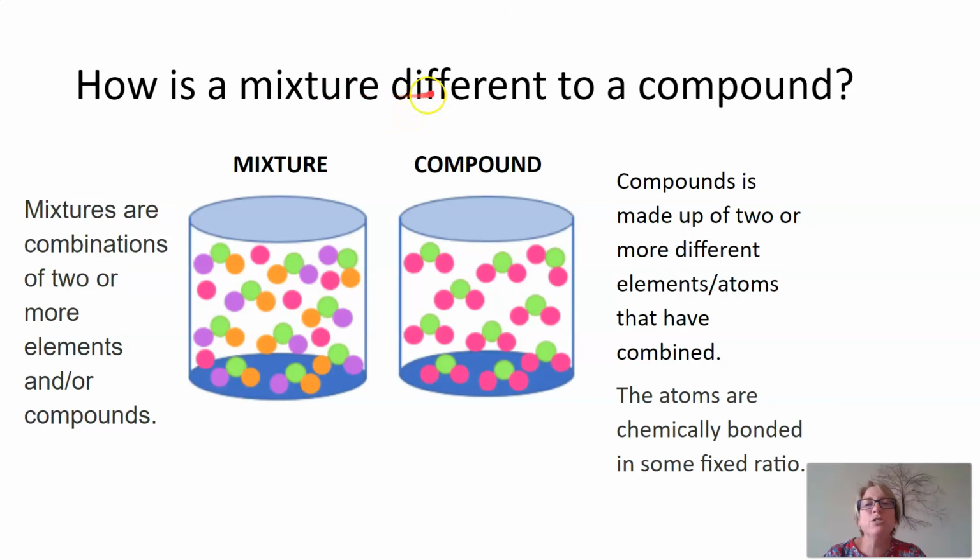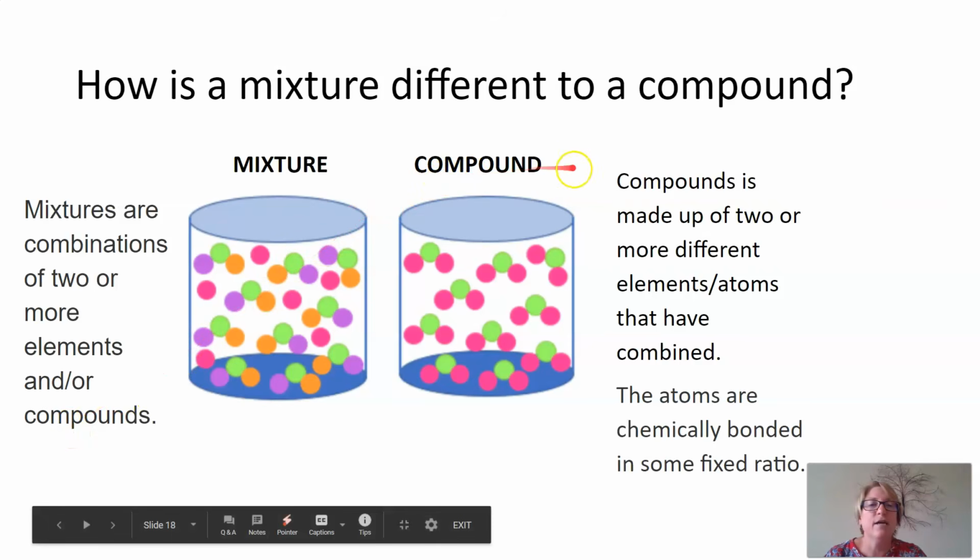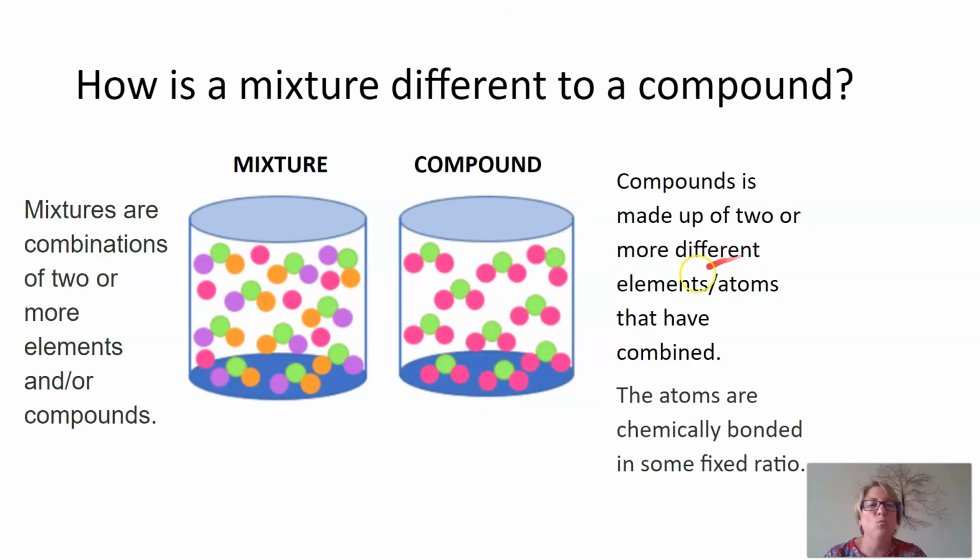So how is a mixture different to a compound? Well, a mixture is a combination of two or more elements, or a mixture is a combination of two or more compounds, whereas a compound is made up of two or more different elements that have chemically combined. So in this diagram here, you'll see we only have one type of compound that fills the container. In this diagram here, we have compounds and we have atoms. So we can separate the substances in this container. Whereas in this container here, it's all the same type of substance.